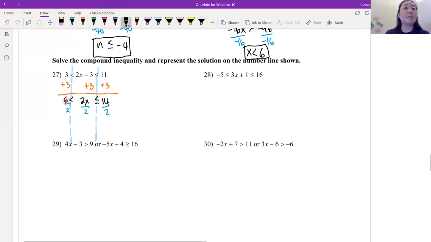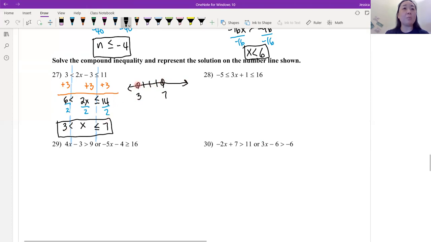And then we would get 6 divided by 2, which is 3, is less than x, which is less than or equal to 7. This is our answer. This is what we want. And if you notice right here, we don't have a number line, so we're going to kind of do one. So here's 3, 4, 5, 6, 7. There we go. And I'm going to just draw a point at 3 and 7.